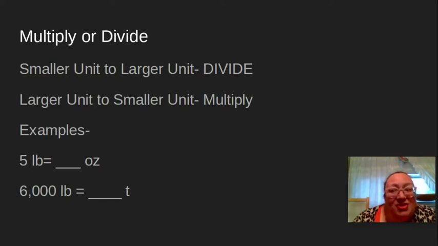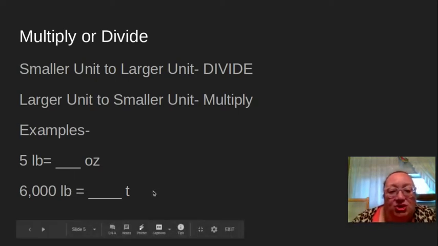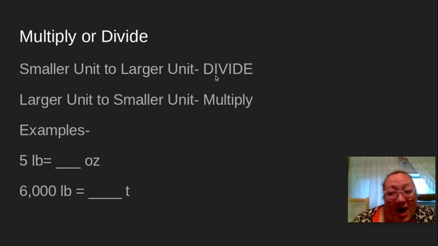We have 6,000 pounds, and we want to know how many tons that equals to. So I'm going from pounds to tons. Pounds are smaller than tons. So I'm going from smaller to larger. So I'm going to divide.